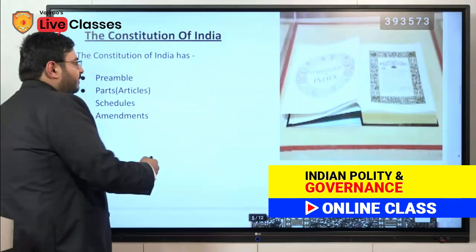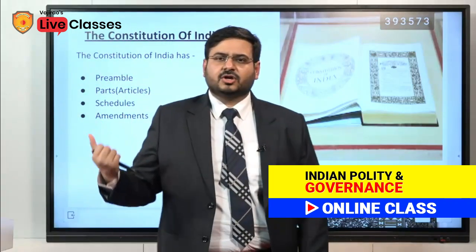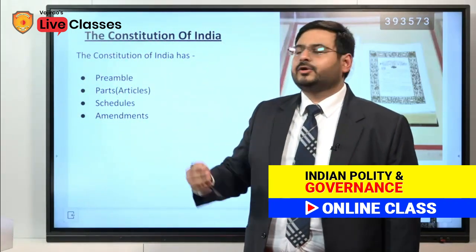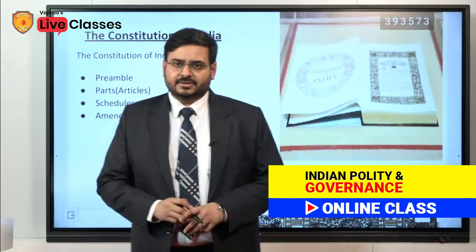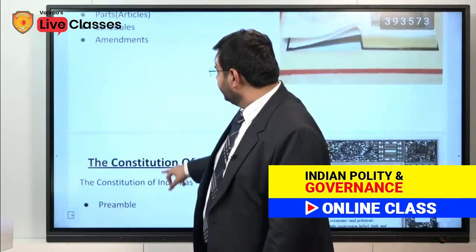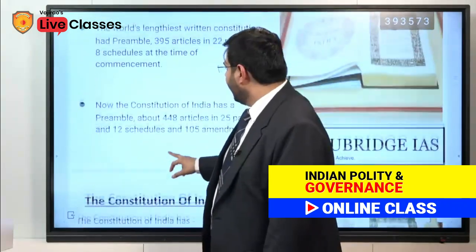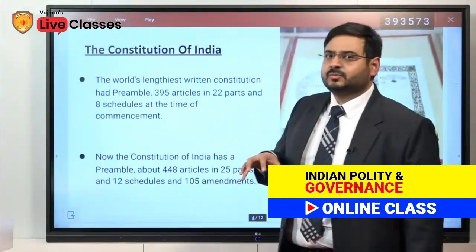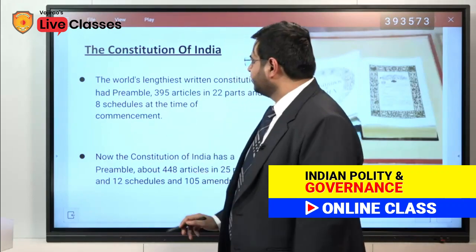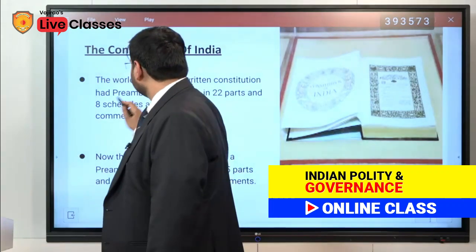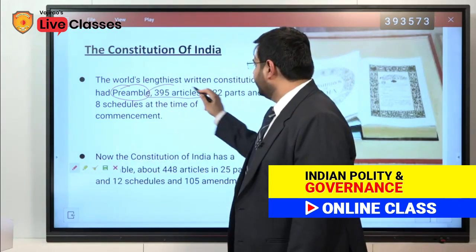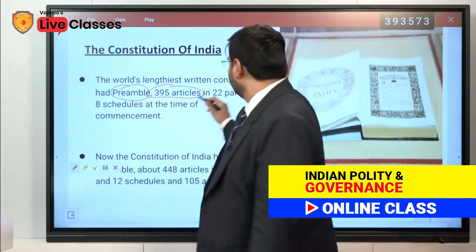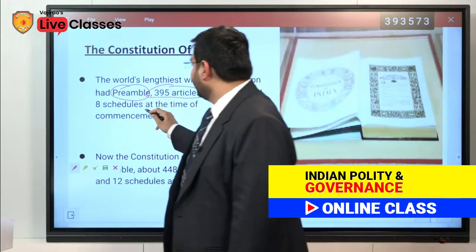So, the Indian Constitution is the lengthiest written constitution in the world, and it consists of the following parts. It consists of a preamble, it consists of the articles that are divided into parts, it consists of certain schedules, and it consists of certain amendments. Now, there is a difference between the original constitution and the constitution that we have at this moment. The original constitution had a preamble, it had 395 articles that were divided into 22 parts, and it had 8 schedules.